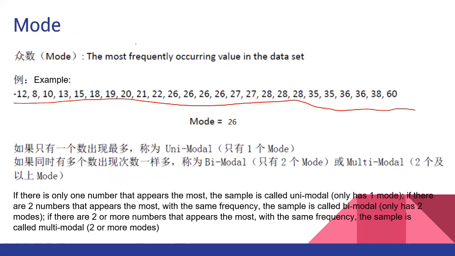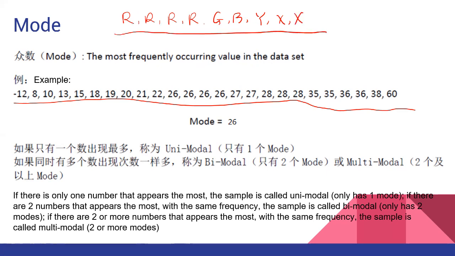Now there is a question: why do we need to introduce the mode concept here? Because sometimes the data is not interval. For example, if you have data like this: R, R, R, R, G, B, Y, X, X. Usually you can't just calculate their mean, because there are no numbers there. You can't calculate their median either. The only thing you can use here to describe the central location is the mode. So basically for categorical data or nominal data, when you can't use the mean or median, you can consider using the mode. So here the mode is R, because R is the most frequently occurring value in the data set.